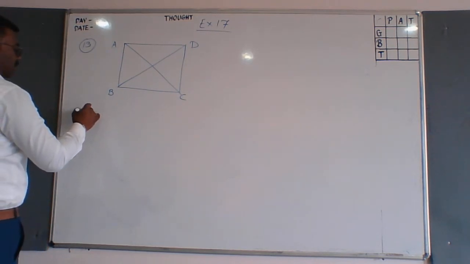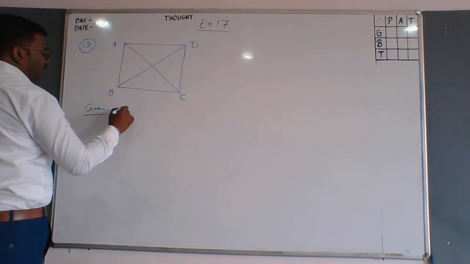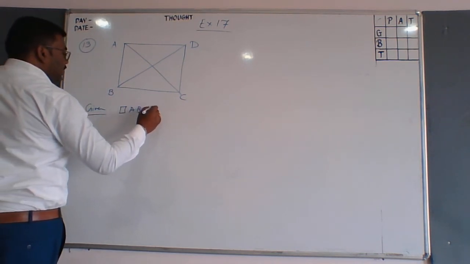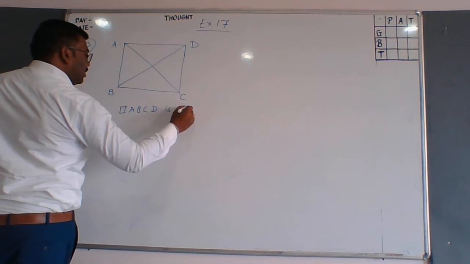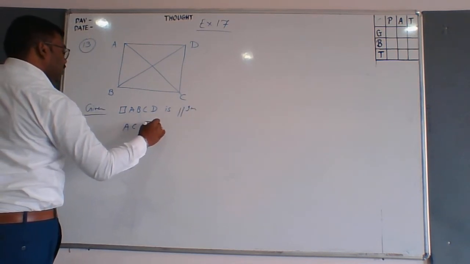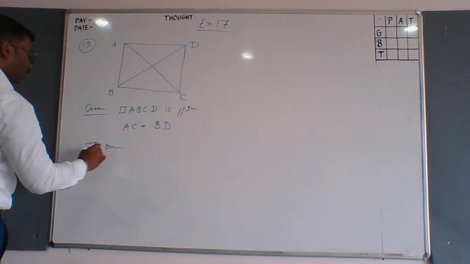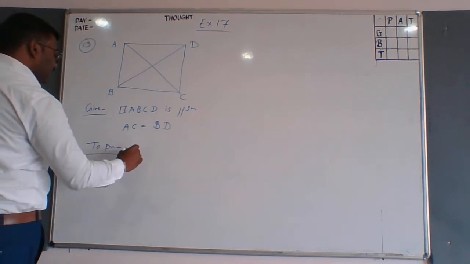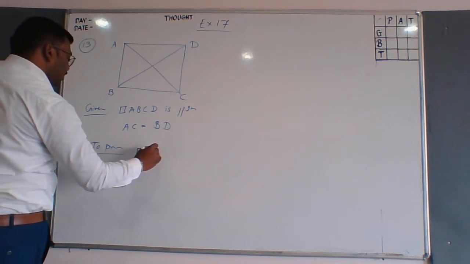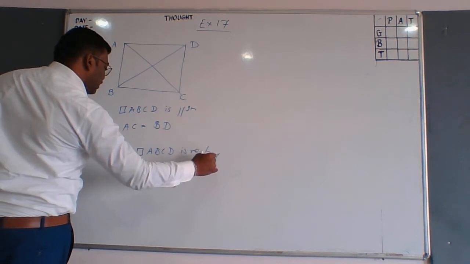So we want to show that this quadrilateral, which is a parallelogram, is a rectangle. Okay. So let us write the given thing. It is given that quadrilateral ABCD is a parallelogram, and AC equals BD, the diagonals are equal. To prove, we want to prove that the quadrilateral ABCD is a rectangle.